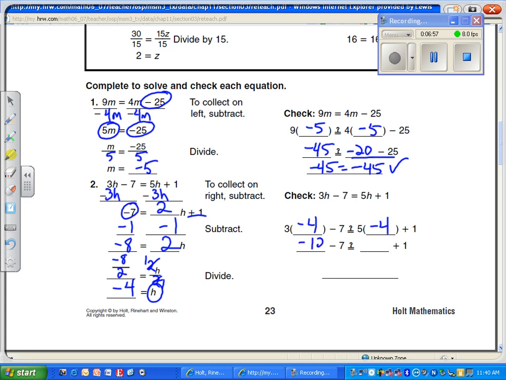3 times a negative 4 is a negative 12, which will give me a negative 19 on the left. A negative 20 plus 1 is a negative 19, and I'm good.